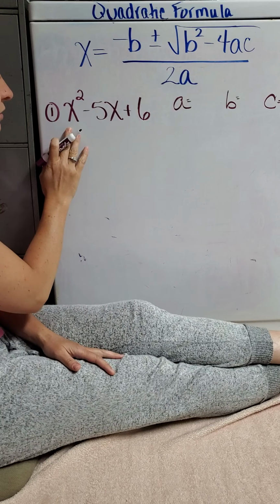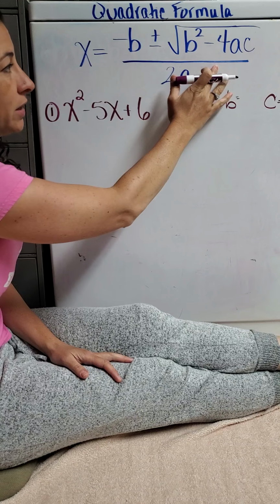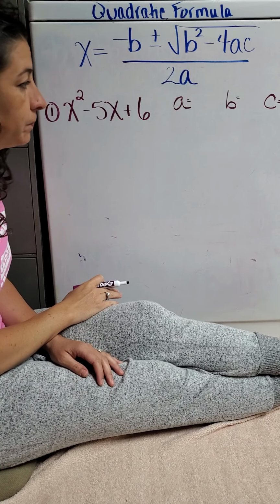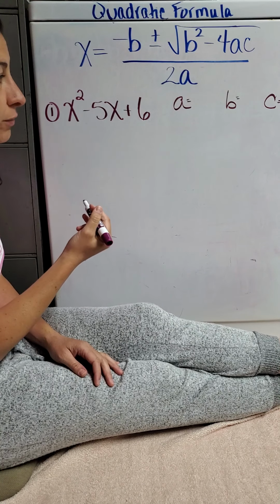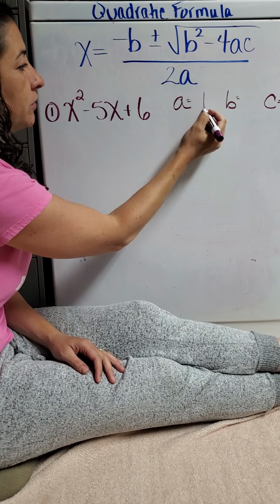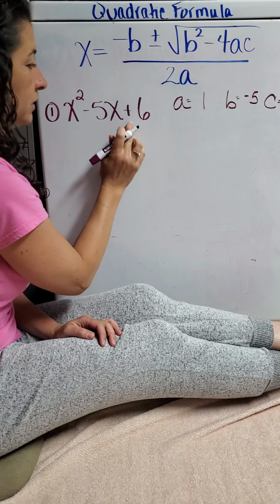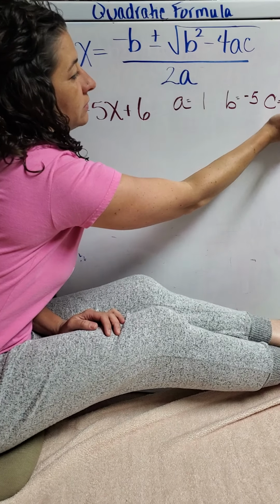Okay, so using this quadratic, I'm going to find my a, b, and c, plug it into the quadratic formula, and find out what my roots are. So a in this case, the coefficient, there is none there, so I know that it's 1. b is negative 5, and c is positive 6.